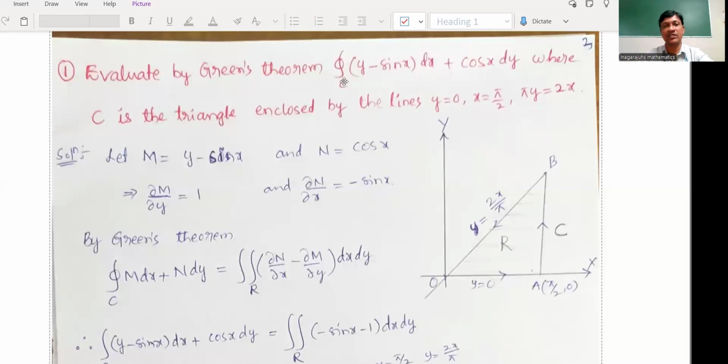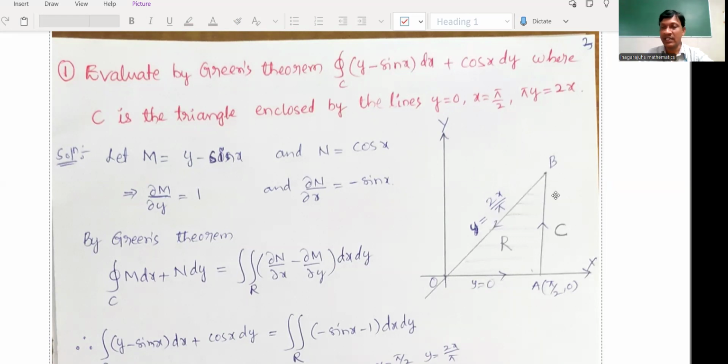Integral over the closed curve C of (y minus sin x) dx plus cos x dy, where C is the triangle enclosed by the lines y is equal to 0, x is equal to pi by 2, and pi y is equal to 2x. So we plot these curves in the xy plane. So y is equal to 0 is the x-axis. Next, x is equal to pi by 2, this line AB. So pi y is equal to 2x can be written as y is equal to 2 by pi into x. It is in the form y is equal to mx, which is a straight line passing through the origin.